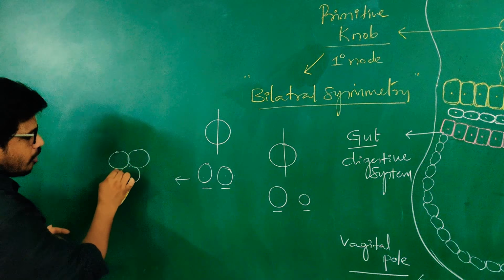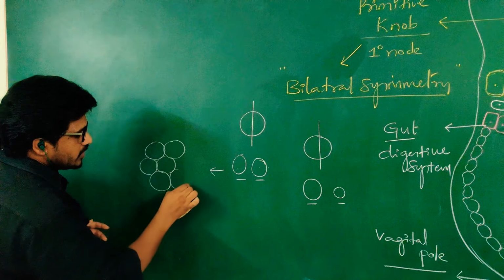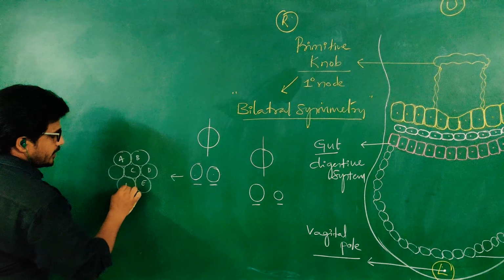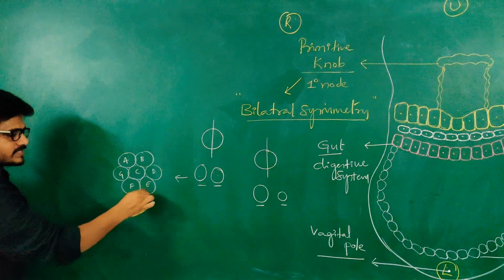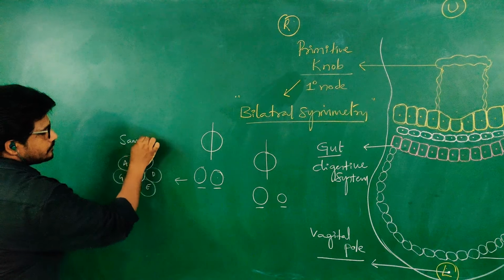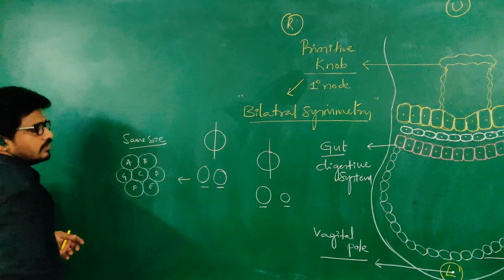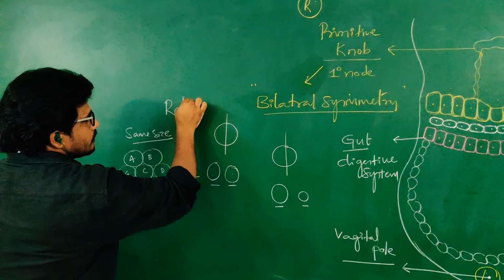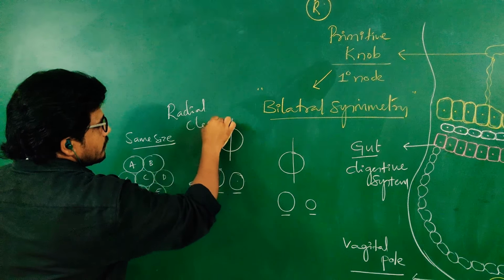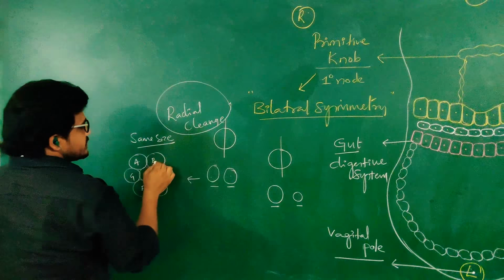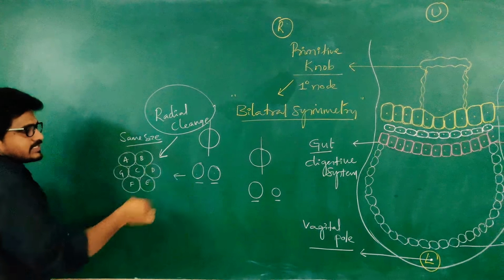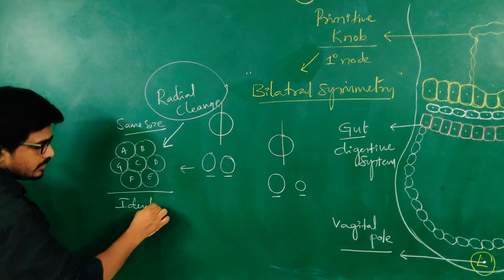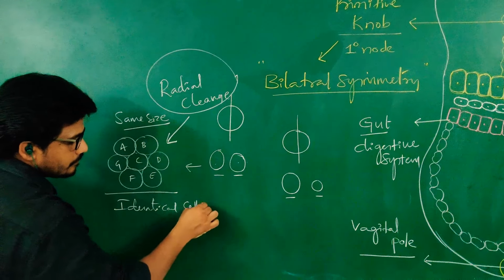In that tissue, all cells are structurally and functionally alike. It is A, B, C, D, E, F and G. All these cells are the same size. This type of cleavage is called radial cleavage. Radial cleavage gives identical cells.